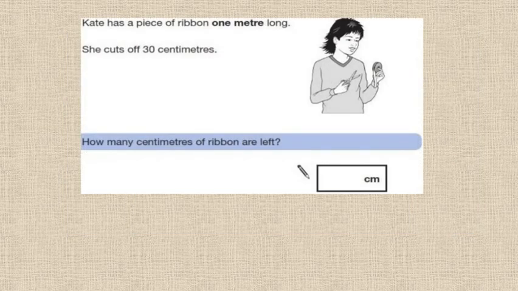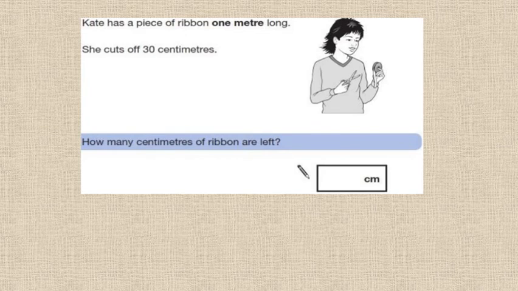Right now, I need to solve this question. Kate has a piece of ribbon 1 meter long. She cuts off 30 centimeters. So how many centimeters of ribbon are left? So it's very easy. Here I have two units of measurement. The first length is 1 meter and the other length is in centimeters. So I have to change them to be only 1 unit. So I will change the meter to centimeters here.